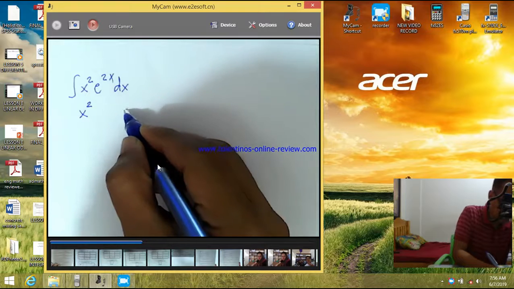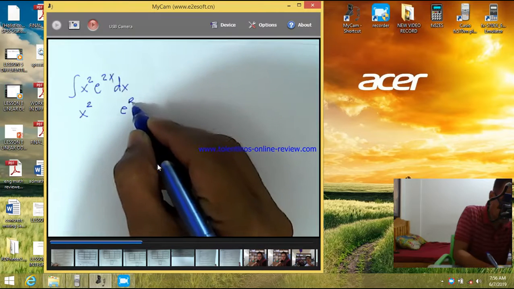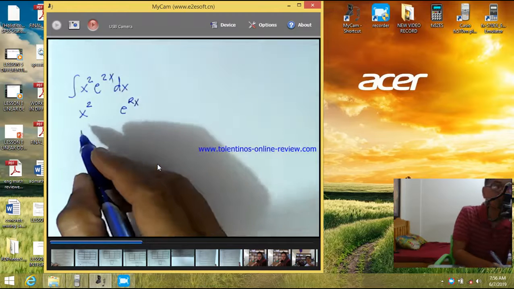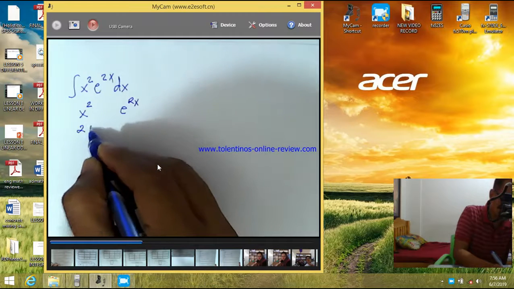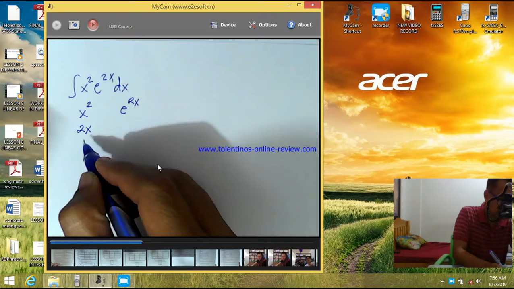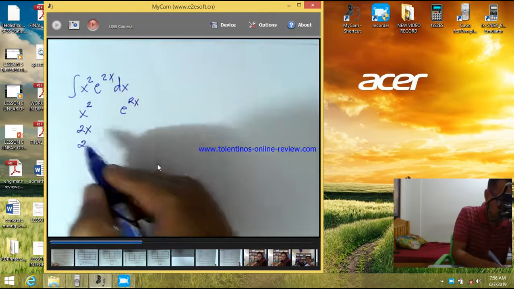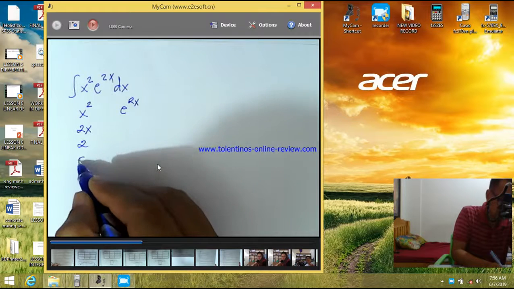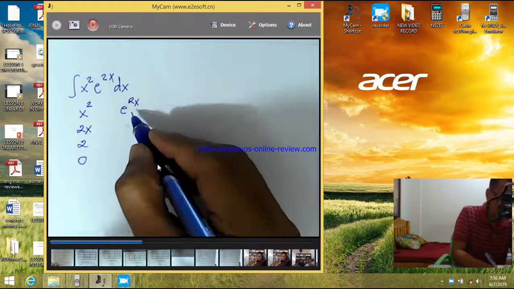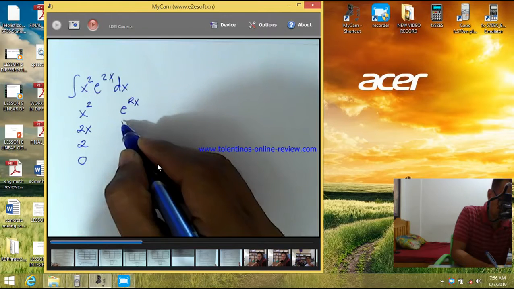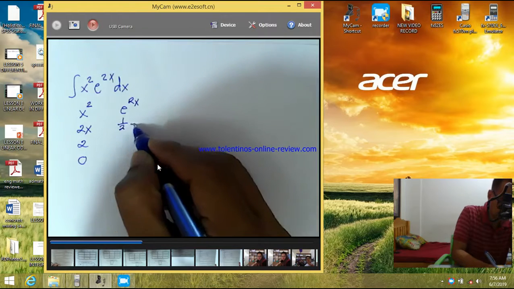Put x squared there and e to the 2x there. Get the derivative of x squared, that is 2x. Get the derivative of 2x, that is 2. Get the derivative of 2, that is 0, and stop there. Get the integral of e to the 2x, that is 1/2 e to the 2x.